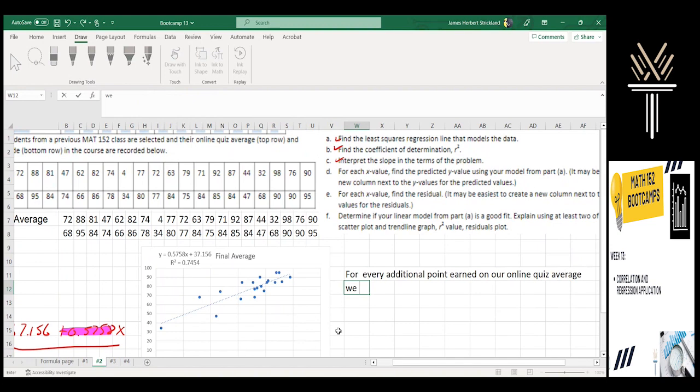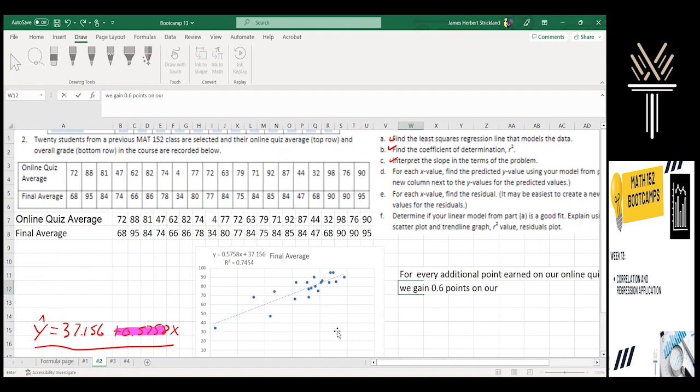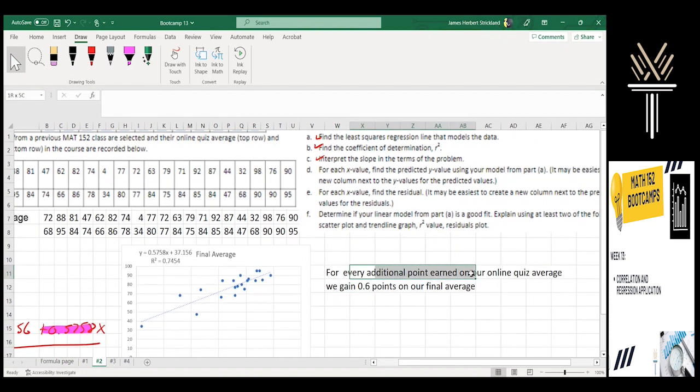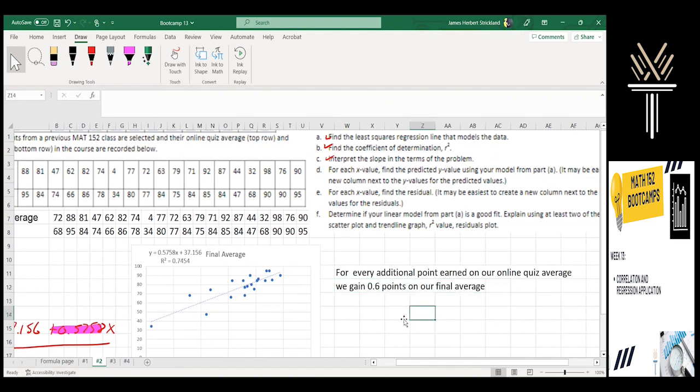do we lose or gain? We gain because it's positive. We gain 0 point, let's just say 6 points on our final average. And there we go. For every additional X thing, we gain whatever the slope is on the Y thing. It's our general interpretation.